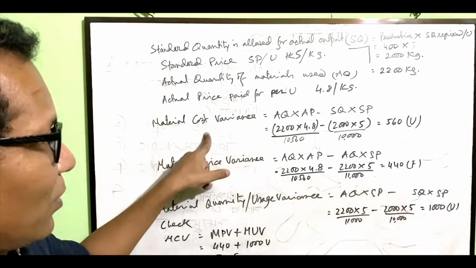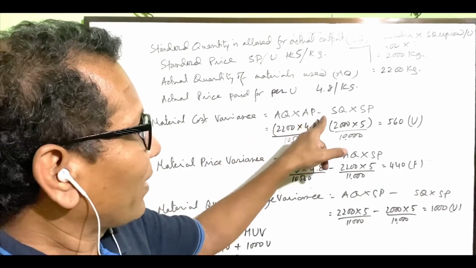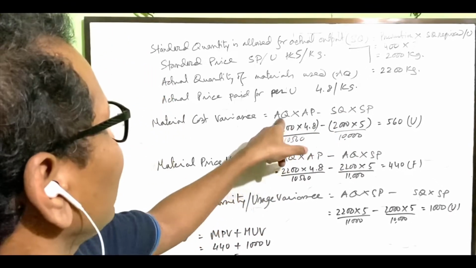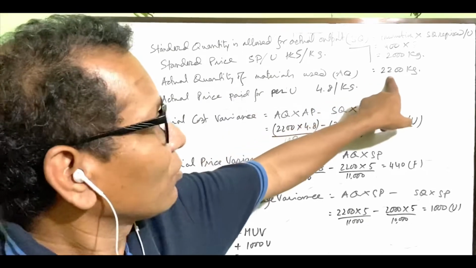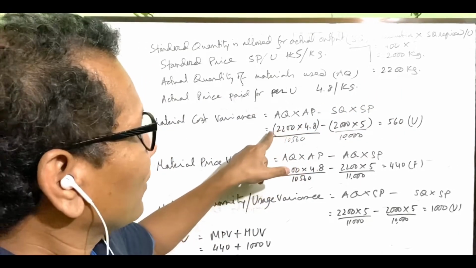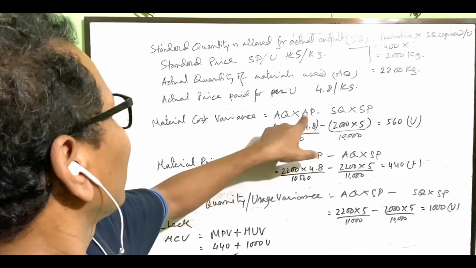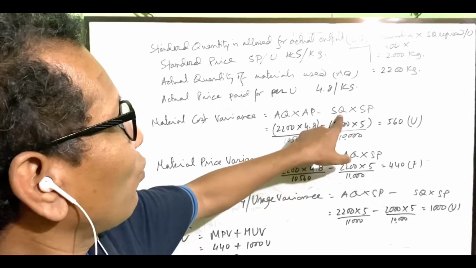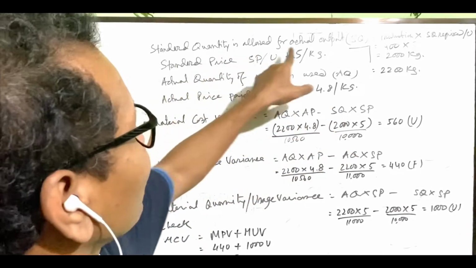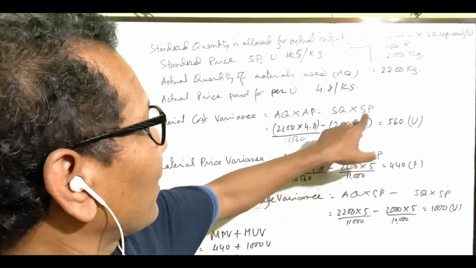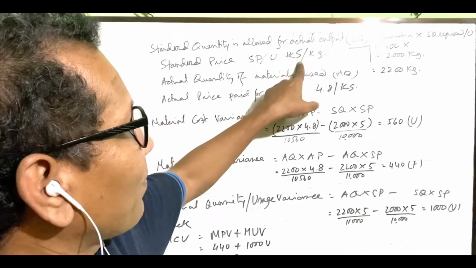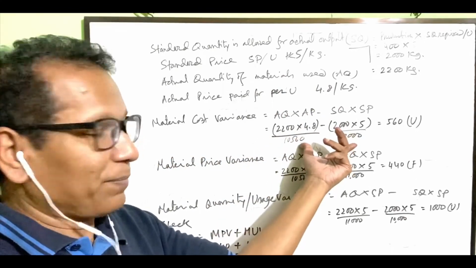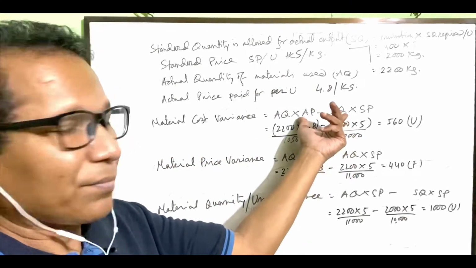Material cost variance: actual quantity into actual price minus standard quantity into standard price. Here actual quantity is 2200 kg, and actual price is 4.8 per kg. Standard quantity allowed for actual output, that we calculated, 2000, and standard price was taka 5 per kg. Here are the figures, and here is the formula.